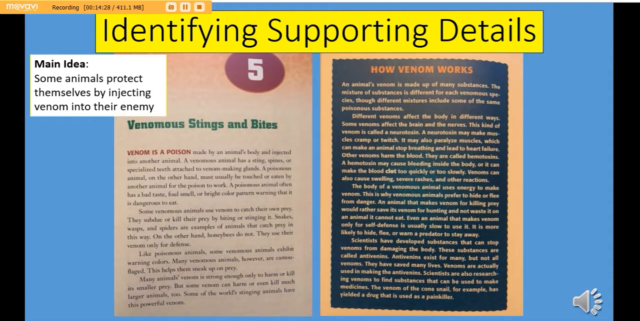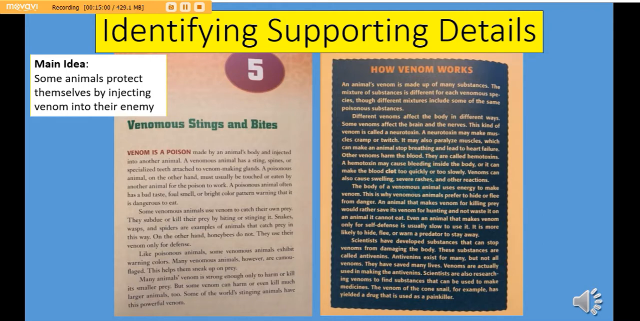Like poisonous animals, some venomous animals exhibit warning colors. Many venomous animals, however, are camouflaged. This helps them sneak up on prey. Many animals' venom is strong enough only to harm or kill its smaller prey. But some venom can harm or even kill much larger animals too. Some of the world's stinging animals have this powerful venom.